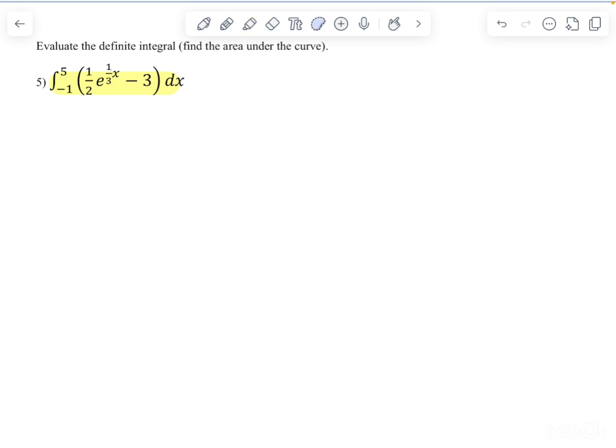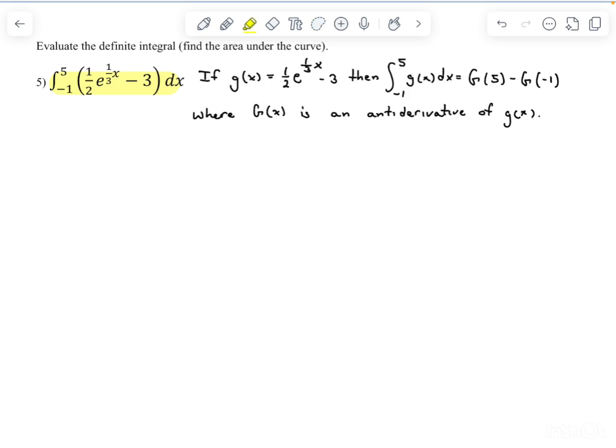By the fundamental theorem of calculus, if lowercase g of x is equal to 1/2 e raised to the 1/3 times x power minus 3, then the definite integral from -1 to 5 of g of x is equal to capital G of 5 minus capital G of -1, where capital G of x is an antiderivative of lowercase g of x. To find an antiderivative, we are going to apply an exponential rule to the first term and the constant rule to the second term.